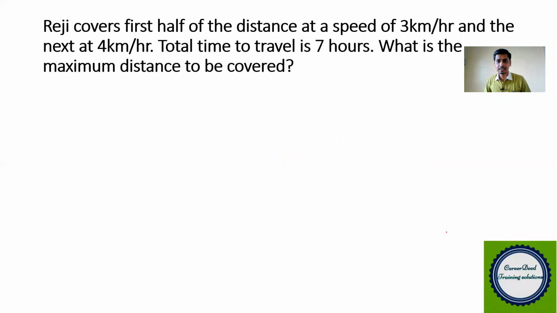Reji covers the first half of the distance at the speed of 3 km per hour and the next half at 4 km per hour. Total time to travel is 7 hours. What is the maximum distance to be covered? Now you have to find the distance, right? You know time equals distance by speed. He is covering the total distance in 7 hours. The first half of the distance, meaning 1 by 2 of the distance, is at 3 km per hour, and the second half at 4 km per hour. So solve it, you will get the answer.